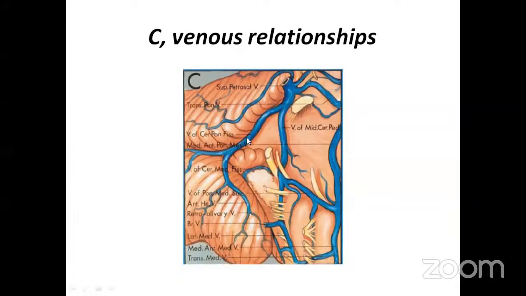This is the vein of cerebellopontine fissure that is formed by the anterior hemispheric vein. The anterior hemispheric vein goes on anteriorly to form the vein of cerebellopontine fissure. And this is the transverse pontine vein. The transverse pontine vein, the vein of middle cerebellar peduncle, and the vein of cerebellopontine fissure go on to form the superior petrosal vein, which then continues into the superior petrosal sinus.